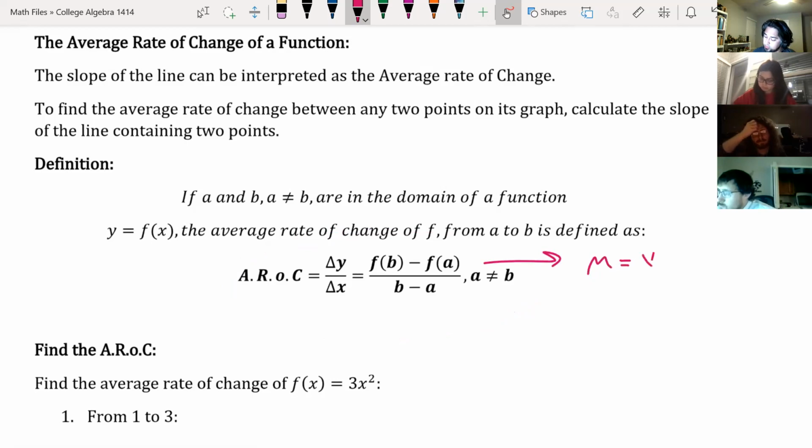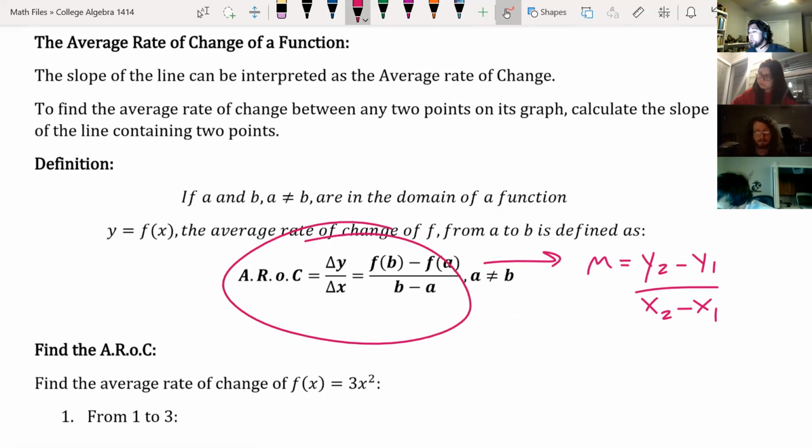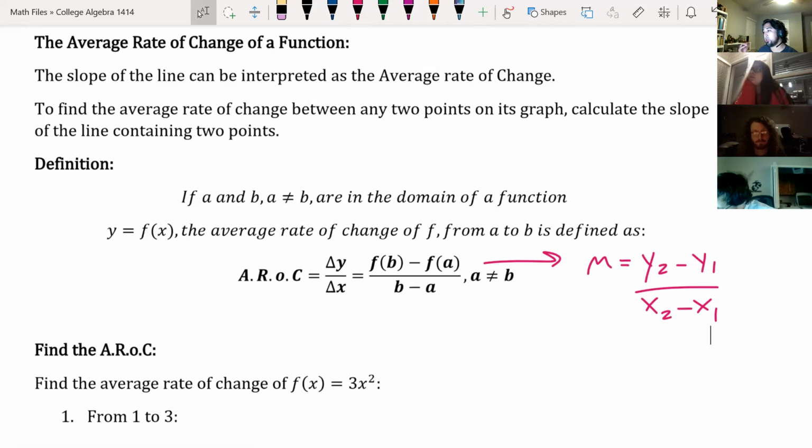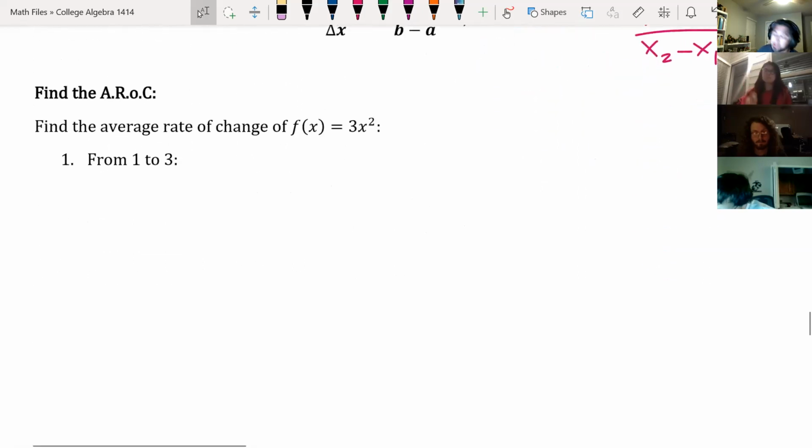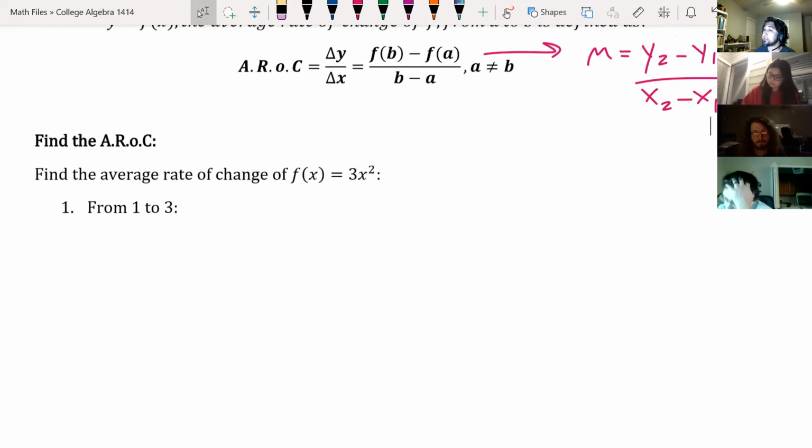M equals y2 minus y1 over x2 minus x1. You guys remember that? That's old, right? Old school. So all this is, the average rate of change, is finding the slope between 2 points on a function, and it's in function notation. But just so it doesn't look too difficult, just know that this is just a basic slope formula. So what we want to do next is find the average rate of change, or find the slope between 2 points on a given function.